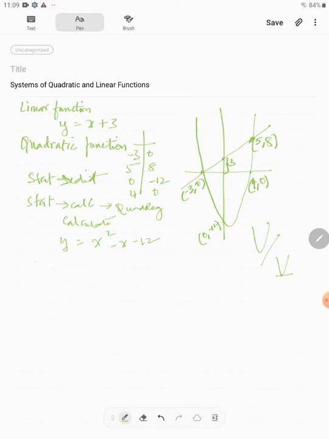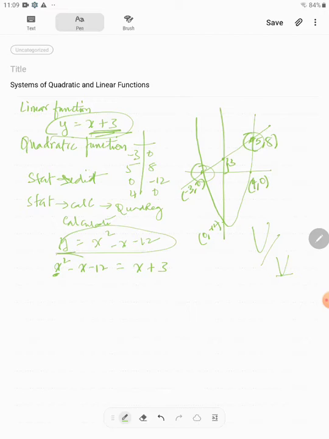Now to find these 2 points by hand, what you need to do is equate these two equations. By substitution you're setting them equal to each other. So you are substituting this y value into this y value: x squared minus x minus 12. Be careful, be watchful about the sign on x squared.